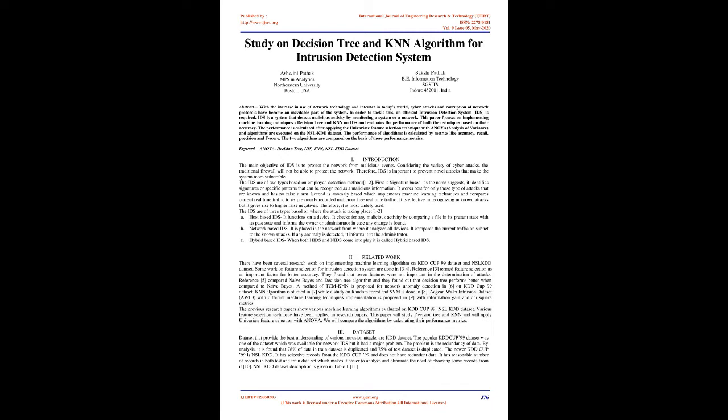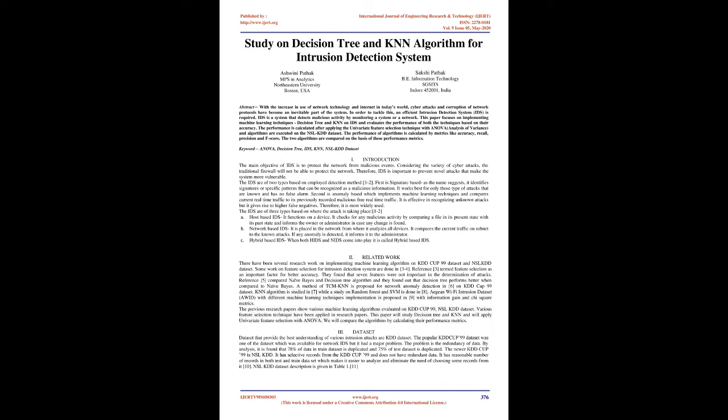The IDS are of three types based on where the attack is taking place. A. Host-based IDS. It functions on a device. It checks for any malicious activity by comparing a file in its present state with its past state and informs the owner or administrator in case any change is found. B. Network-based IDS. It is placed in the network from where it analyzes all devices. It compares the current traffic on the subnet to the known attacks. If any anomaly is detected, it informs the administrator.